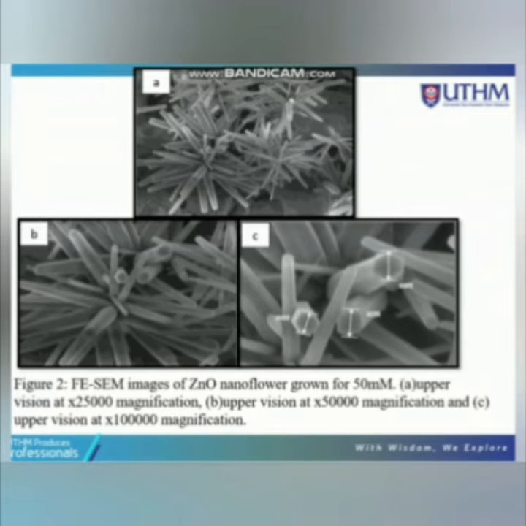Next, this is the field emission scanning electron microscopy of zinc oxide nanoflower grown at 50 millimolar. FESEM is used to identify the surface morphology of the prepared wurtzite structure of zinc oxide powder. These 3 images indicate different views of magnification. From this, we can observe the growth mechanism and the flower-like structure studied. Zinc oxide can be produced using the hydrothermal method. So from this, we can say that when the concentration increased, the nanoflower growth also increased.